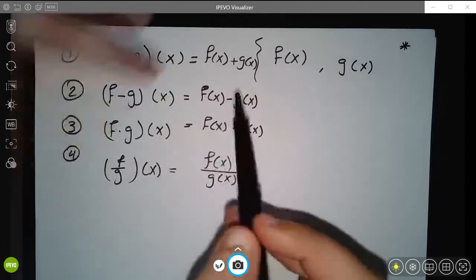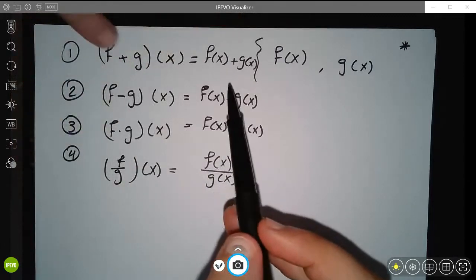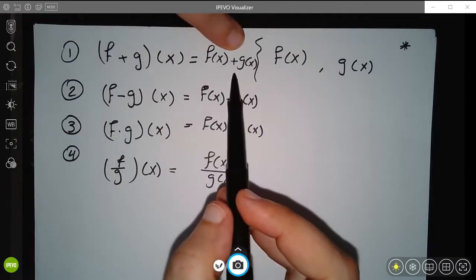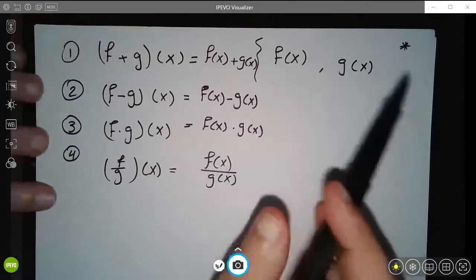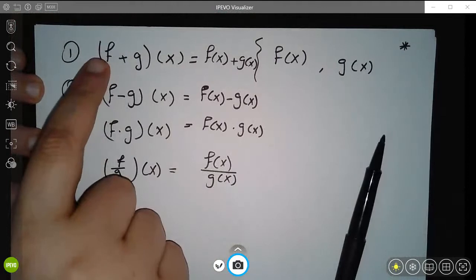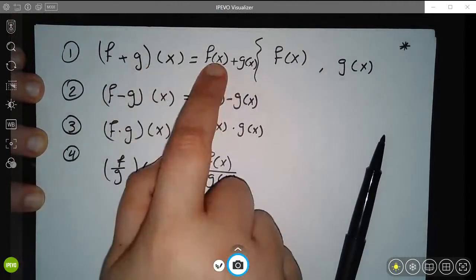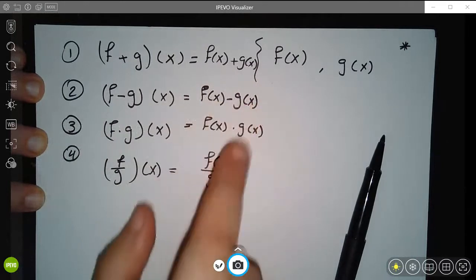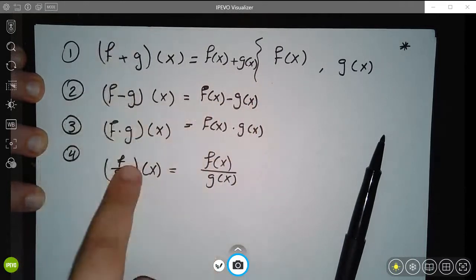So whenever you see one of these, this is what I'm talking about. When you see f plus g of x, I'm saying I want you to add the function f of x to the function g of x. And notice the order. I have f plus g, so f goes first, g goes second. F minus g, f goes first, g goes second, and so on and so forth. You have to keep the order.